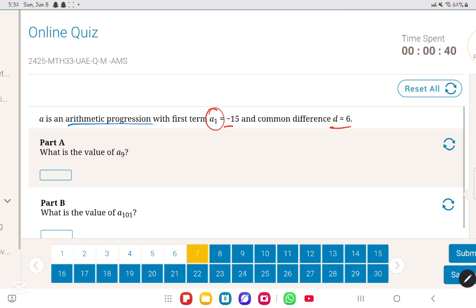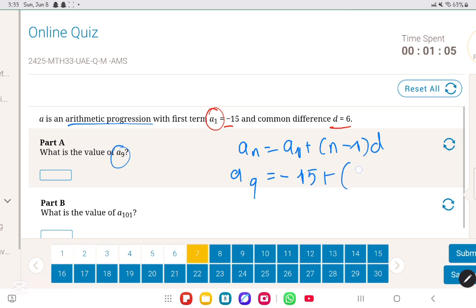So how do we find the values using the arithmetic progression? You have to find the equation. What's the general rule or the general equation? It is an is equal to a1 plus n minus 1 times d. Okay? So, very simply in this case, a9 is equal to a1, which is minus 15, plus n minus 1, we're dealing with 9, so 9 minus 1 times the common difference, which is 6. Put it on your calculator.